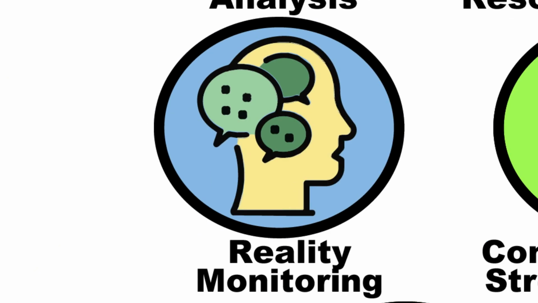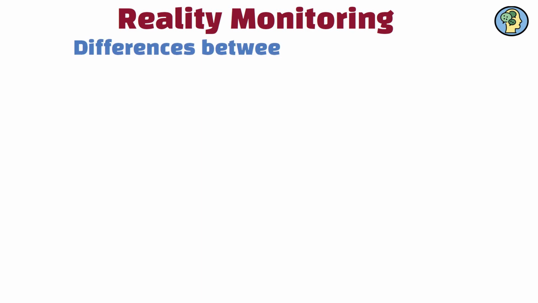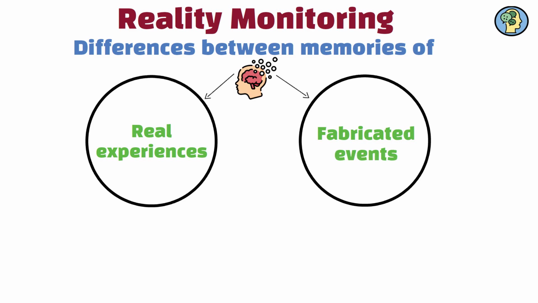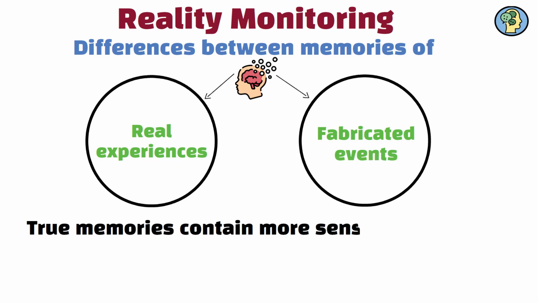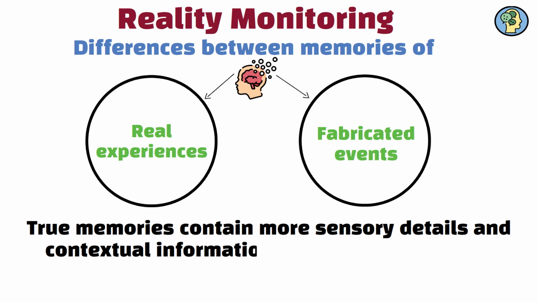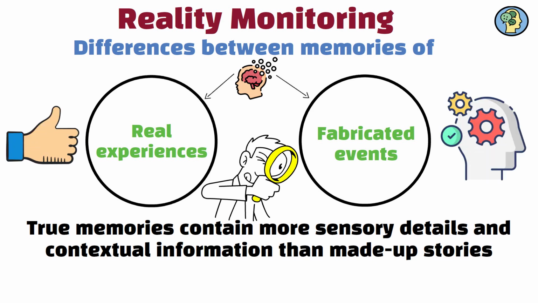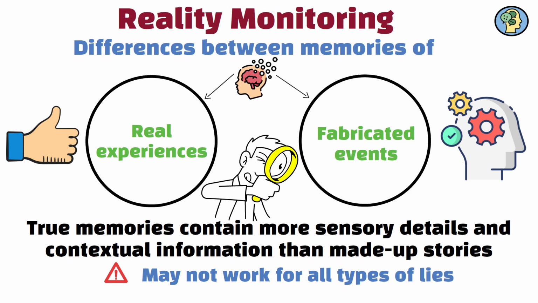Reality monitoring. This cognitive approach focuses on the differences between memories of real experiences and fabricated events. The theory is that true memories contain more sensory details and contextual information than made-up stories. Analysts look for these differences in statements to assess credibility. While useful, this method requires careful interpretation and may not work for all types of lies.